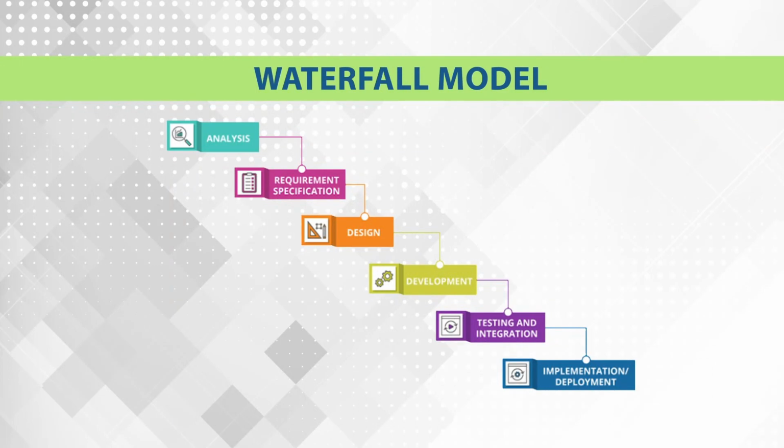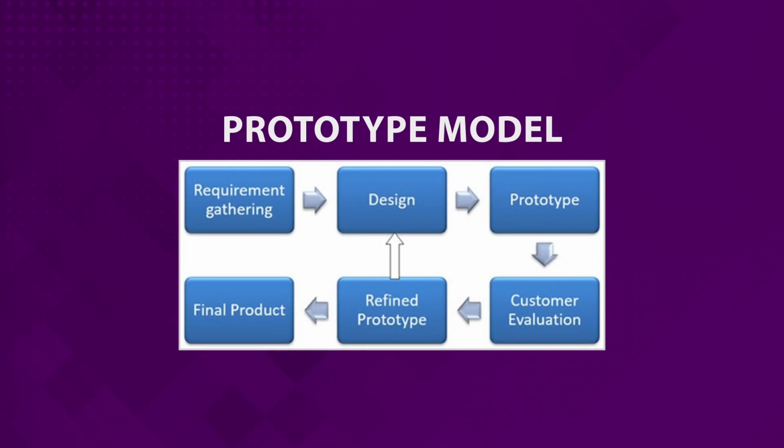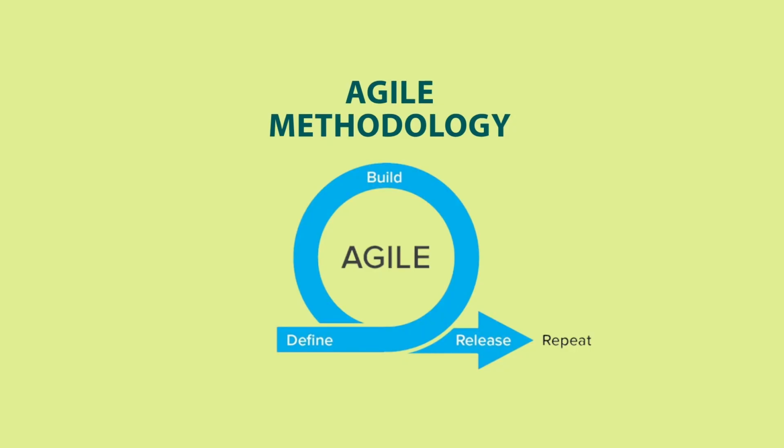So, we had studied several types of models in order to develop the information systems. We had started with software development life cycle, which may be called the waterfall model, and then we had seen the prototype model, the spiral model, the agile methodologies and other models.